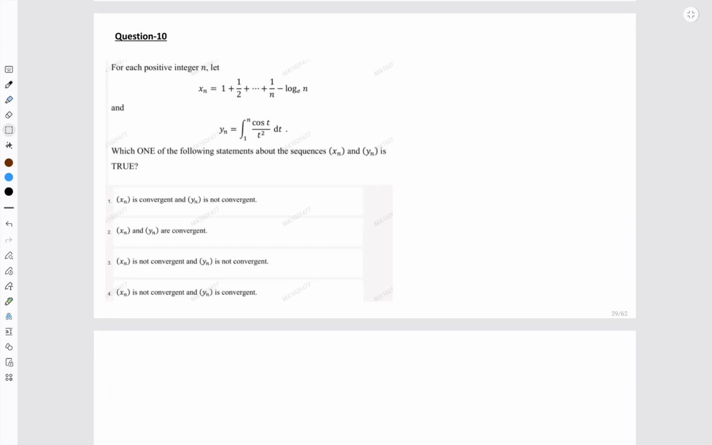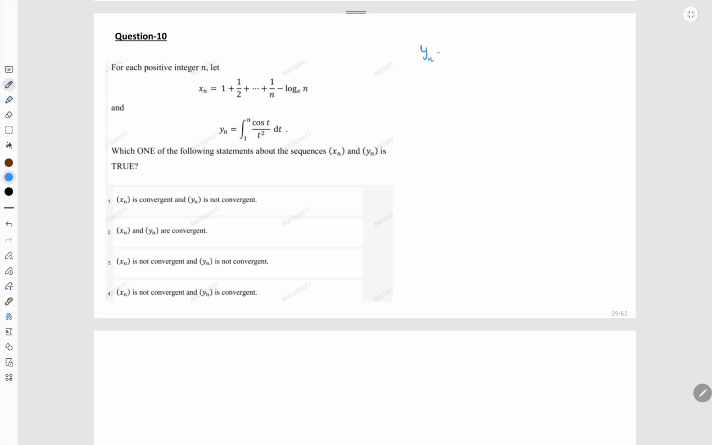Now we will be solving question number 10. Question number 10 is about sequences and the convergence of a sequence. xn and yn are given as two sequences. We need to find whether they will be converging or not, right? So let us start with any one of the sequences. Let me start with yn.